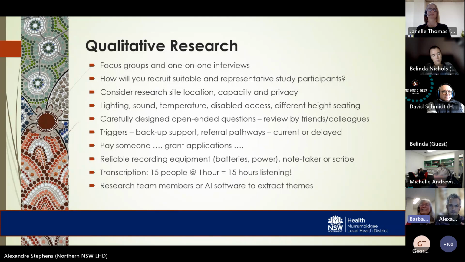Think about how you're actually going to record information. How many favors you can ask of your friends and colleagues, who might be one and the same. Will you have somebody taking notes? Will you have a scribe? If you're using equipment, make sure you've got power, so it's not going to run out in the middle of an interview. Remember, if you have 15 people interviewed for 1 hour, that's going to be 15 hours of listening and 15 hours of transcribing. And then after that, in your plan, have thought to yourself, how are you going to extract themes from all those interviews?